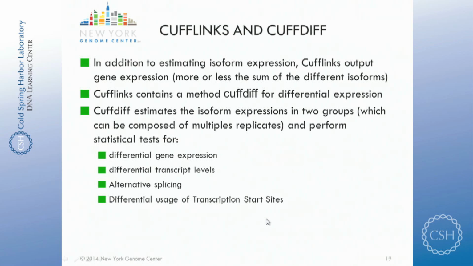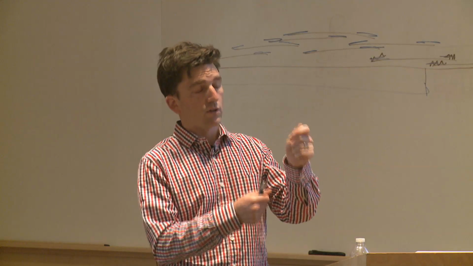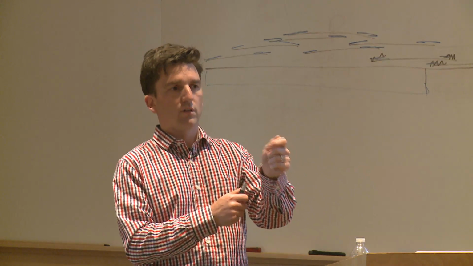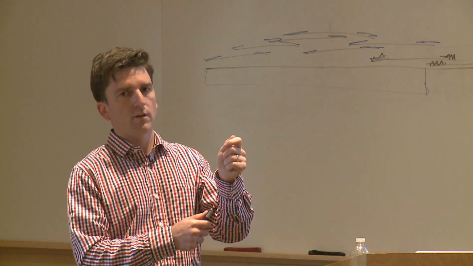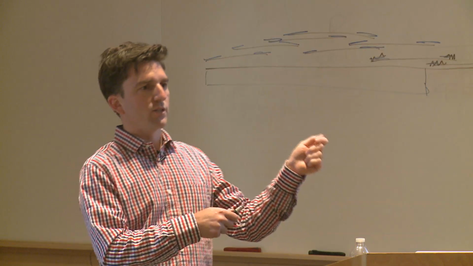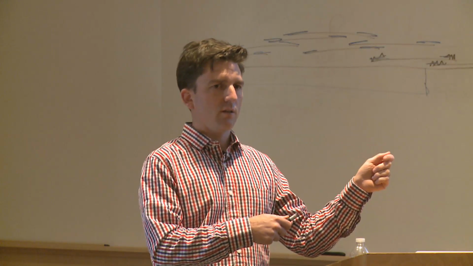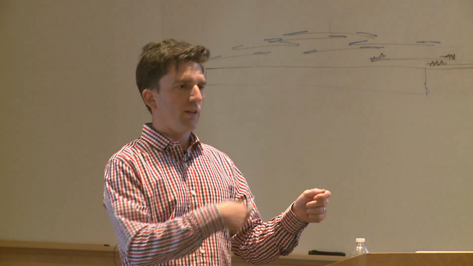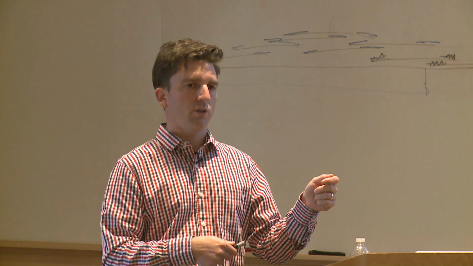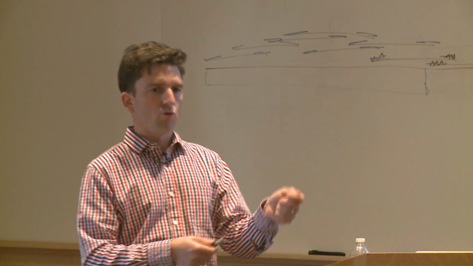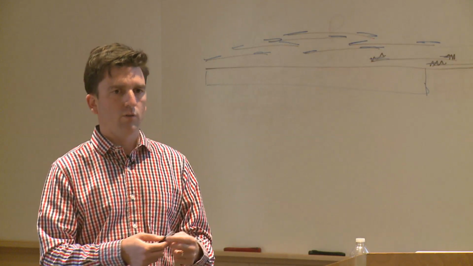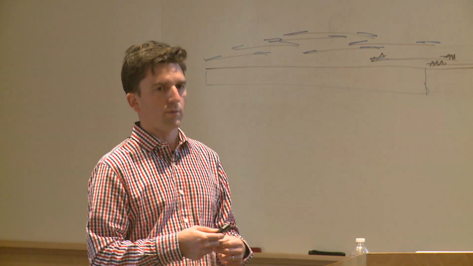So are there some genes where the start site that is used is different between the two groups? It's built on the same approach as Cufflinks, but in addition, it does the comparison between two conditions, between two groups, and that's probably what you want to use in your experiments.